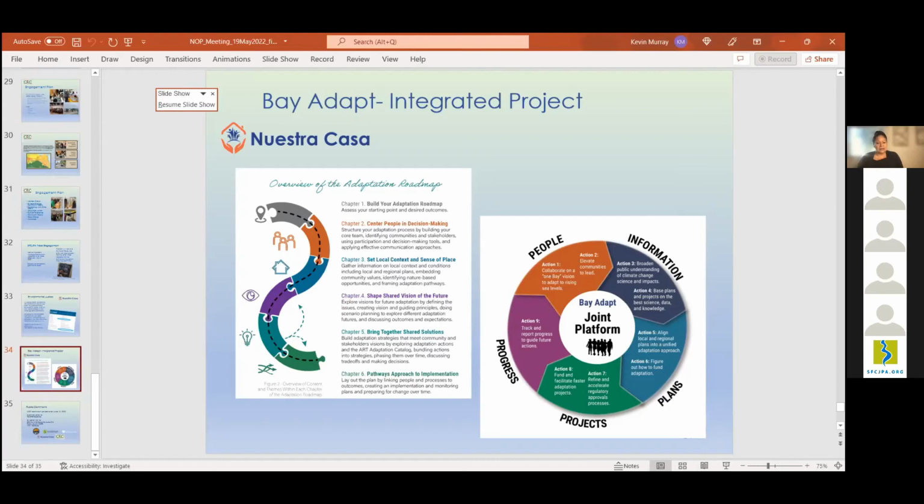Nusta Casa will adopt the strategies based on the community's needs. Nusta Casa will leverage our outreach effort with Violet at CRC, and we look forward to being part of the advisor group. Thank you.